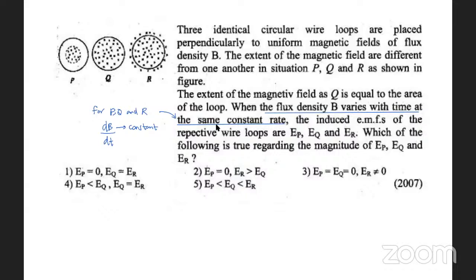The induced EMFs of the respective wire loops are EP, EQ, and ER. Which of the following is true regarding the magnitudes of EP, EQ, and ER? So in each of these wires, an electromotive force is going to be induced. EP, EQ, ER. And now we have to see what is the correct order. What do you think is the correct order? This is question number 16.